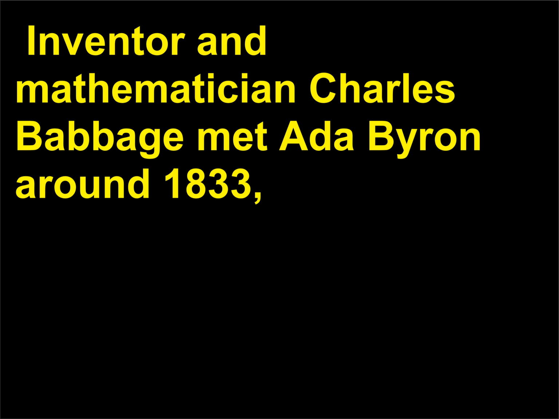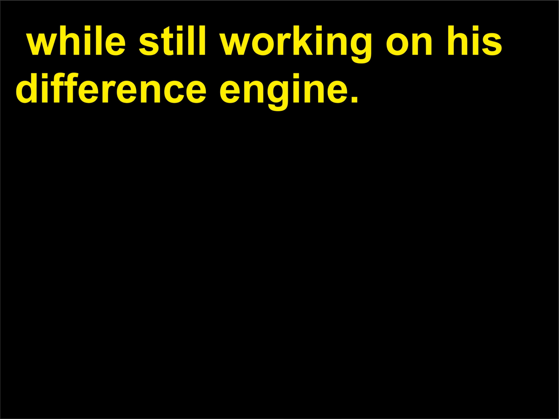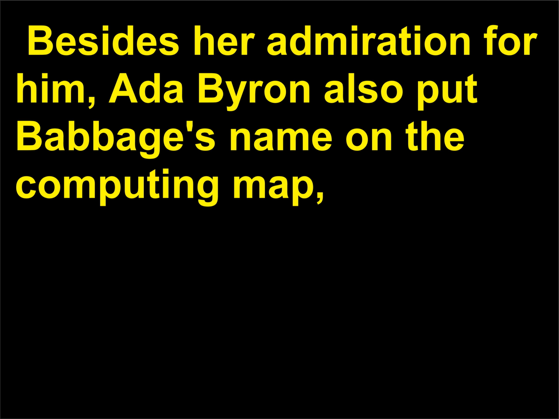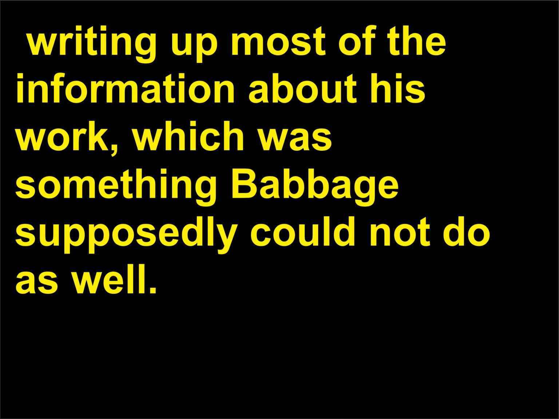Inventor and mathematician Charles Babbage met Ada Byron around 1833, while still working on his difference engine. Her interest was reportedly more in his mathematical genius, not his machines. Besides her admiration for him, Ada Byron also put Babbage's name on the computing map, writing up most of the information about his work, which was something Babbage supposedly could not do as well.